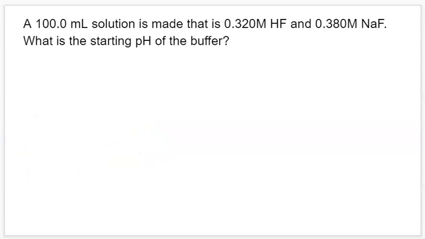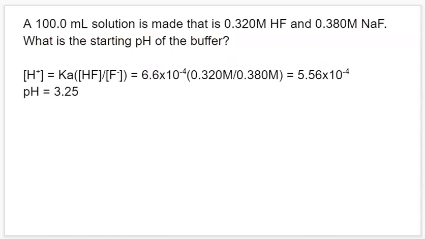All right, and also say we made a buffer solution. Say we made one that was 100 milliliters with a concentration of 0.320 molar HF and 0.380 molar sodium fluoride. So say this is a buffer where we wanted it to resist the addition of acid more. Let's calculate the starting pH of this buffer. For this, we can also use the Henderson-Hasselbalch equation. Once again, I have used the shortcut version.